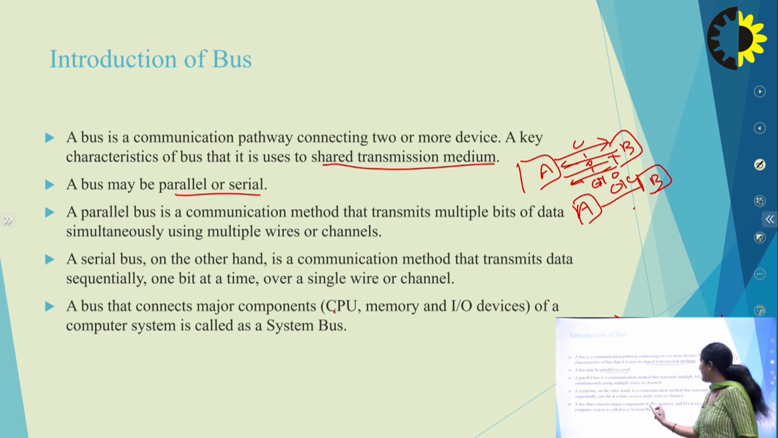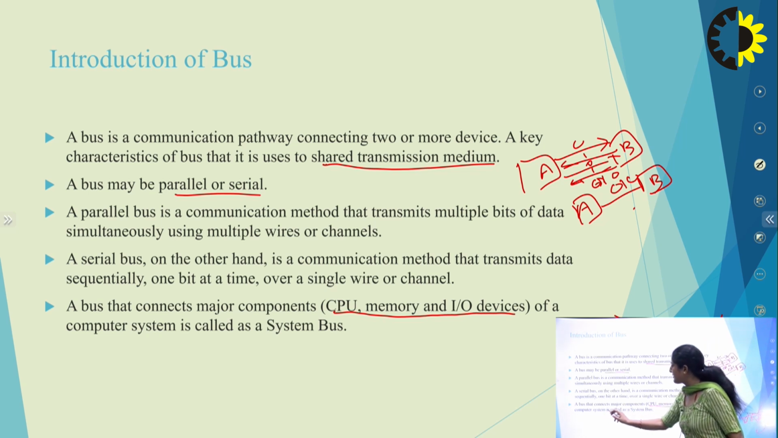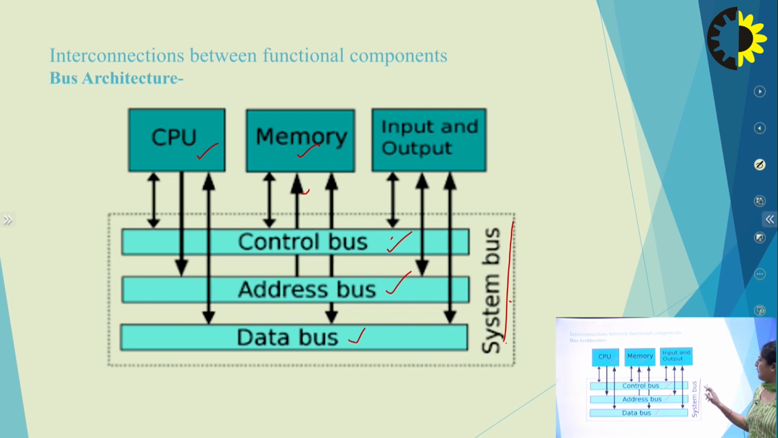Next we have a point: a bus that connects the major components. A bus that connects the major components of a computer system, that is the CPU, memory, and input output devices, is called a system bus. As we saw in the previous slide, the system bus connects the CPU, memory and input output devices. Now we will understand what the control bus, address bus, and data bus are, and what their functions are.